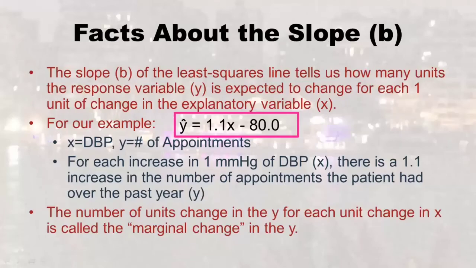So as DBP goes up by 1, then the appointments goes up by 1.1. Well, I don't know what 1/10 of an appointment is, but you get what I'm saying, because it's just a y hat, okay? The number of units changed in the y for each unit change in x is called the marginal change in the y. So that's 1.1. 1.1 is a slope, but 1.1 is also the marginal change in the y for each unit change in the x.